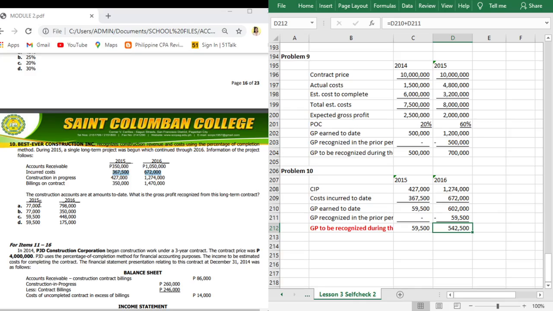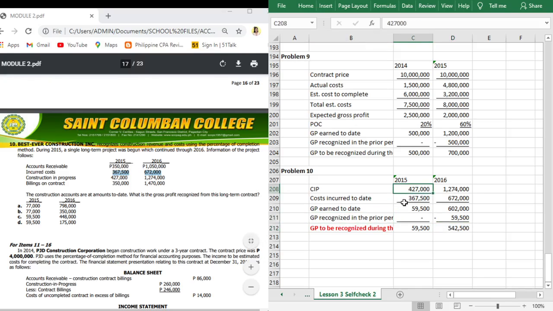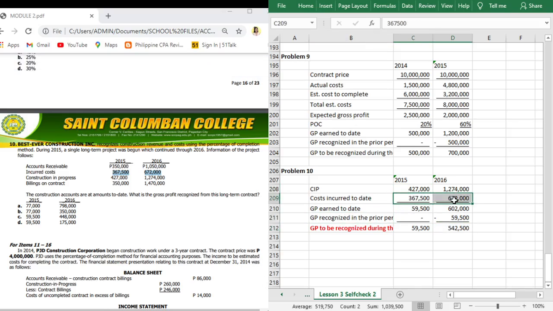542,500. So, since there is a problem, maybe there are amounts that are supposedly not to date. So let's try it on the cost, since it was confusing whether this is to date or per year. So if I'm going to add here the amount of 367,500. Okay, so this is the one. Okay, so that's right.